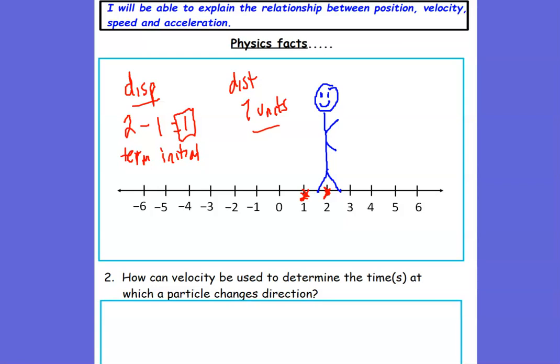So distance and displacement are sometimes the same, definitely when the particle travels, or in this case, our little happy math guy, when he travels to the right, distance and displacement will be the same. But when we change directions, we run into distance and displacement not equaling each other.